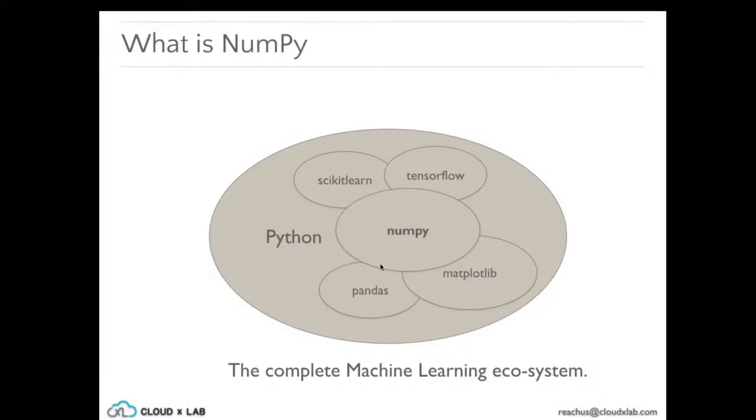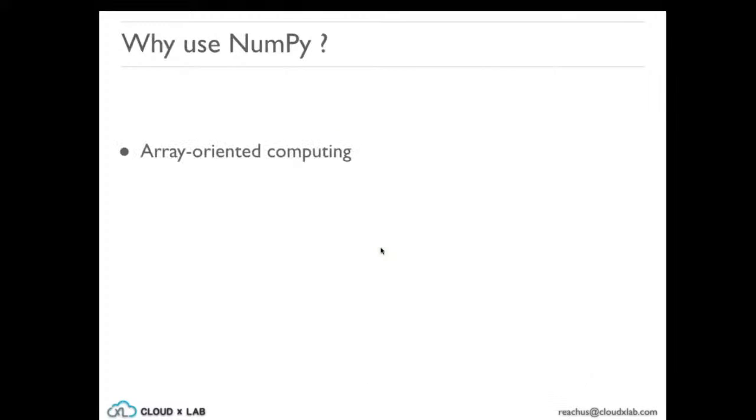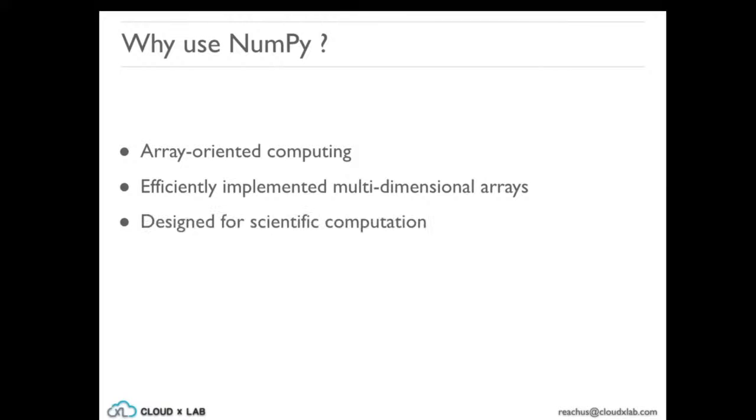Now, NumPy comes in the middle because all of them actually use components of NumPy. At the core of it, a lot of the background processing, the bottom data structures, are all based on NumPy. So why use NumPy? It is array-oriented computing. It very efficiently implements multi-dimensional arrays, which I mentioned. It's designed specifically for scientific computation, and it's a library of high-level mathematical functions.